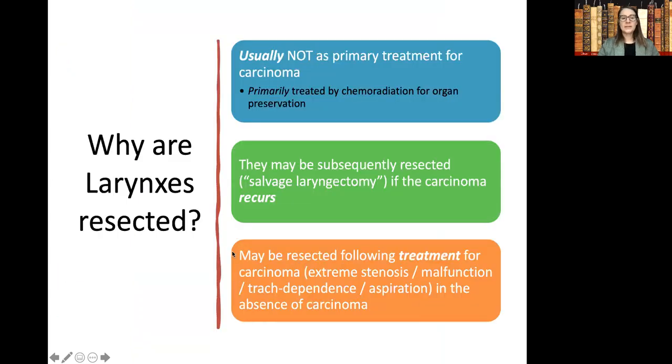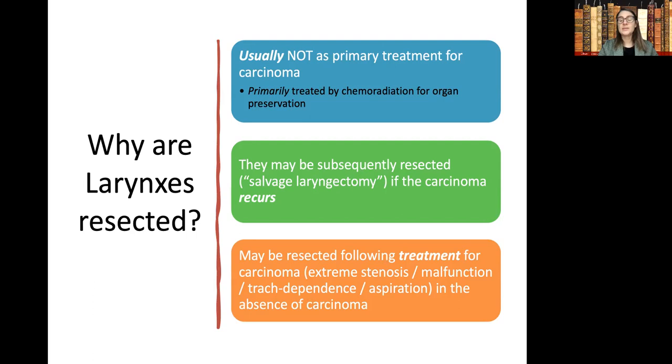So why are larynxes resected? Usually not as a primary treatment for carcinoma. Primary laryngeal carcinomas of any significant size are generally treated by chemoradiation for organ preservation. They may subsequently be resected, i.e. salvage laryngectomy, post-chemoradiation if the carcinoma recurs, and these are generally what we see.